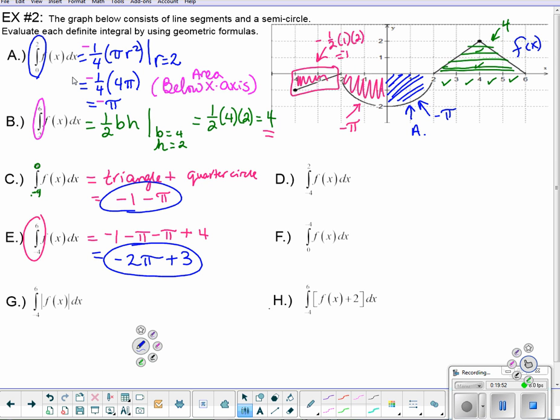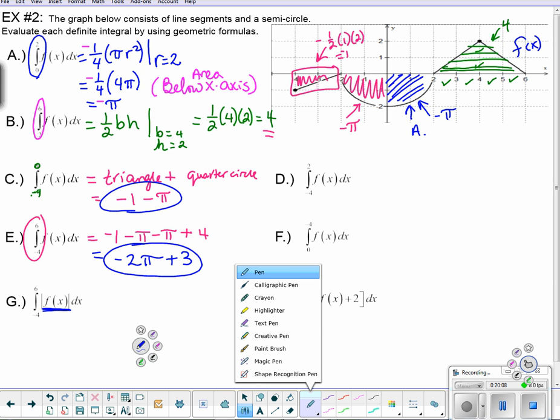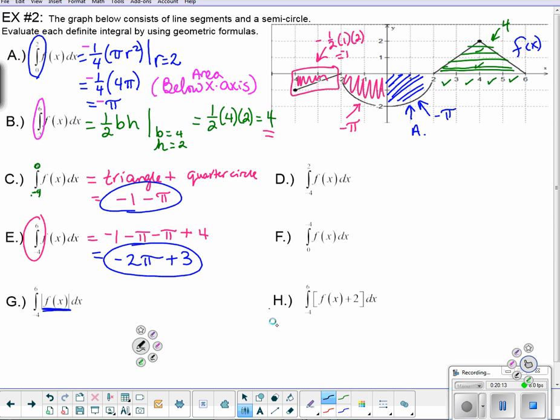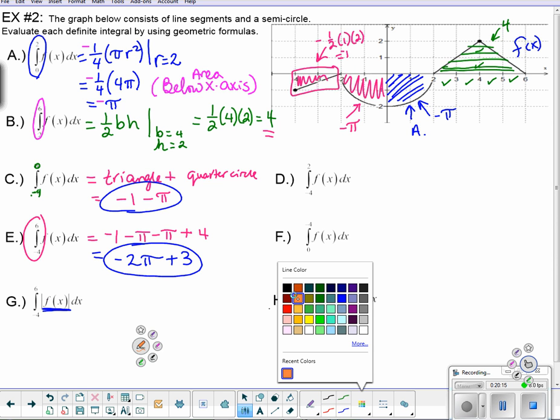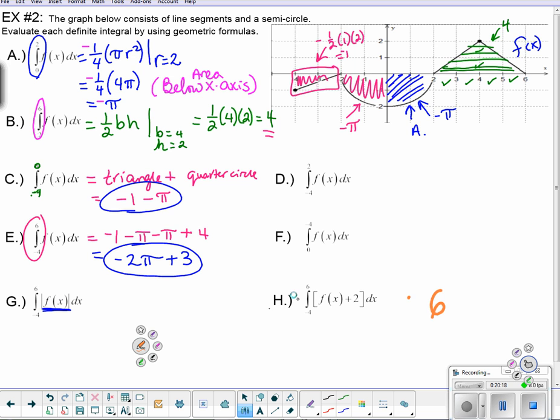Ooh, the next one's interesting. They want us to absolute value the function. Well, what does absolute value do? Turns things positive. So, in a sense, I am trying to find a different color here. Let's see if we can grab orange. We haven't used orange yet. Okay. Draw in this new function. It would be orange, orange, orange, because everything is getting turned positive.